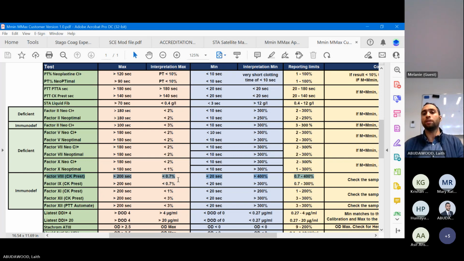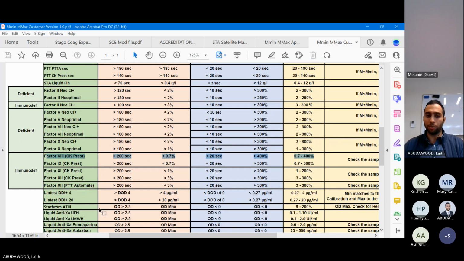Or the customer obtained MMin. The customer says, okay, how do I find what this MMin means for factor 8? So we are in factor 8, immunodiff. All right, MMin means your clotting time is less than 20 seconds. The customer says, I don't care about this, how do I report to my patient? Then the interpretation of MMin means your patient has more than 400% factor 8 concentration.